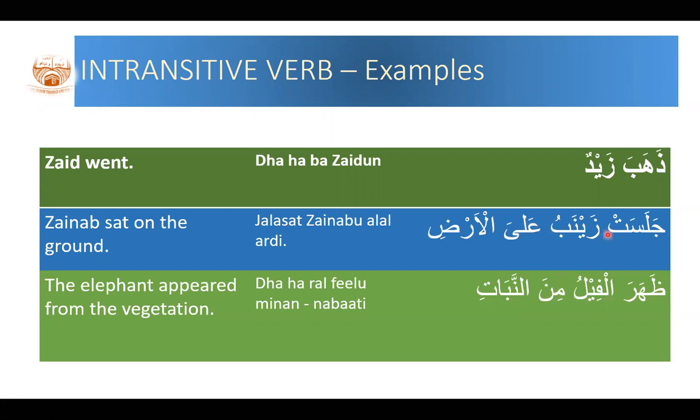Know that if we want to continue the sentence, what do we need? A preposition. So this is how intransitive verbs work. All you need is really a subject with it for it to make complete sense. For extension of the sentence, we will use prepositions and other parts of speech. Okay, continuing.